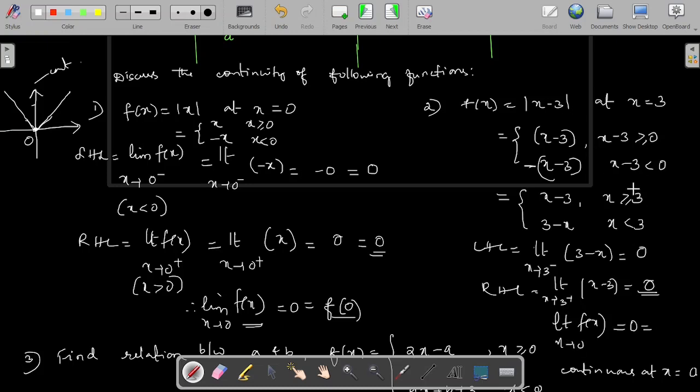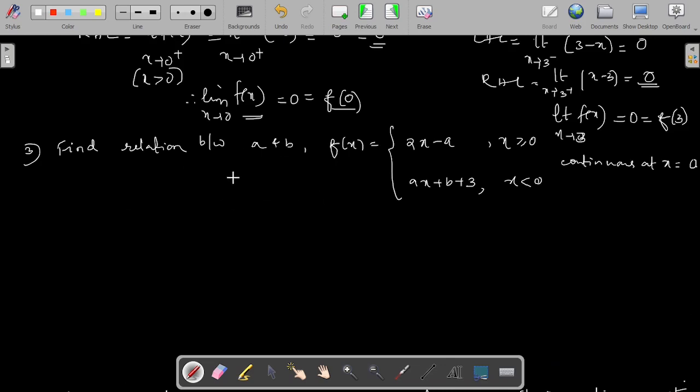Is it the same as the function value at x equal to 3? What is the function value at x equal to 3? At x equal to 3, I will choose this function. Put x equal to 3, 3 minus 3. That also gives you the value 0. So the limiting value of this function as x tends to 3 is the same as the value of the function at x equal to 3. Hence, the function is continuous.